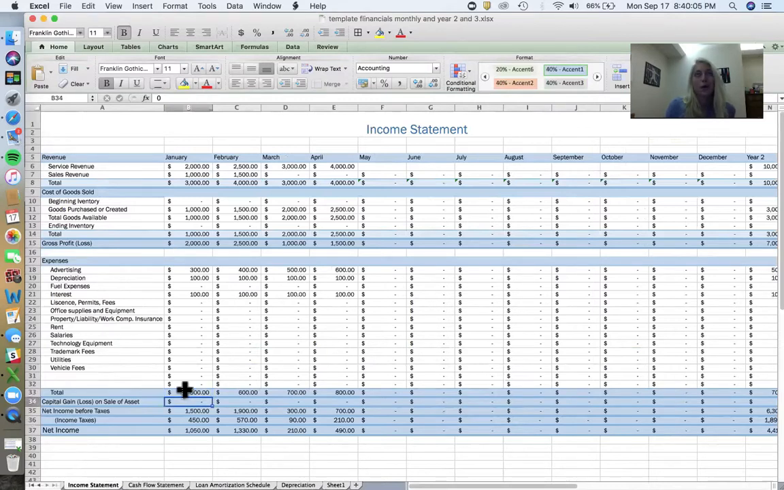I can't foresee any of you selling an asset. For example, if you bought a combine in year 1 and sold it in year 2, this would be the sale of an asset, okay? So I don't foresee any of you doing that, but if you think you do, go ahead and include that there. Net income before taxes is just your gross profit minus your total expenses. Your income taxes are 30% of your net income before taxes, which is a formula already built into this template. And then your net income is equal to your net income before taxes minus your income taxes.